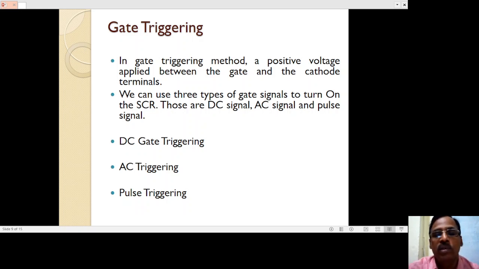Next, the most preferable method of turning on an SCR is the gate triggering method. So what is the gate triggering method? We know an SCR can start conducting if it is in forward bias condition, meaning the anode is connected to the positive side of the supply and the cathode is connected to the negative side of the supply. During this condition, we can apply a gate pulse which may turn on the SCR.